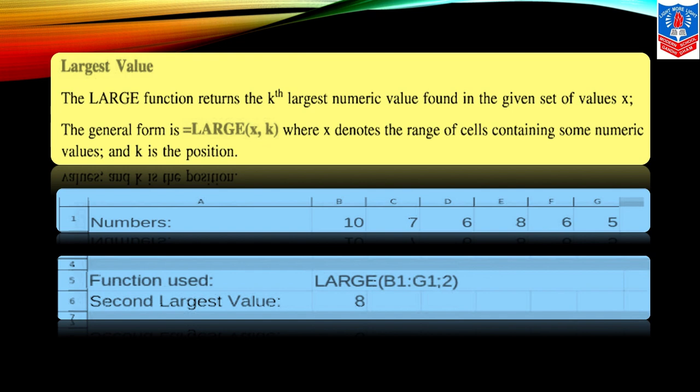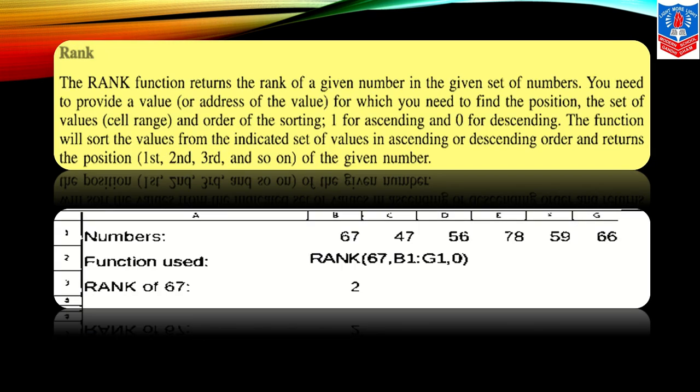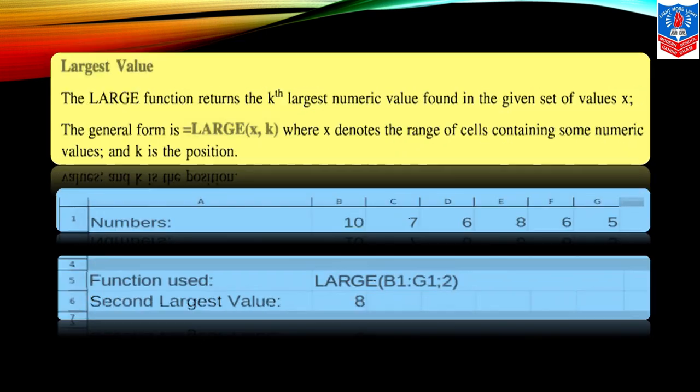where x denotes the range of cells containing numeric values and k denotes the position. Here, if I am taking these 6 values 10, 7, 6, 8, 6, 5, तो अगर मैं सबसे largest value लेती हूँ तो it gives me 10. But if I say second or third largest, the example is equals to large B1 to G1, B1 से G1 तक, comma or semicolon 2, so it will give me what? The second position largest value. Got it, children? So after 10, the second largest value is 8. Same way we have the minimum value, small value, right?